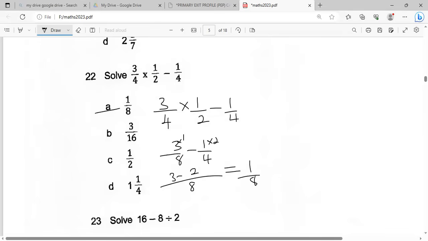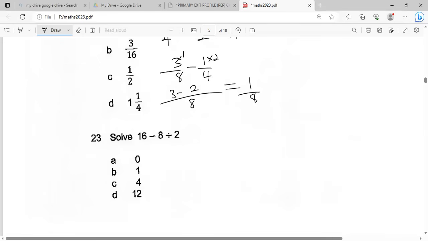And for this one now, it says solve 16 minus 8 divided by 2. But of course, remember, we must do the division part first. So it's 16 minus 4, which is 12. All right.